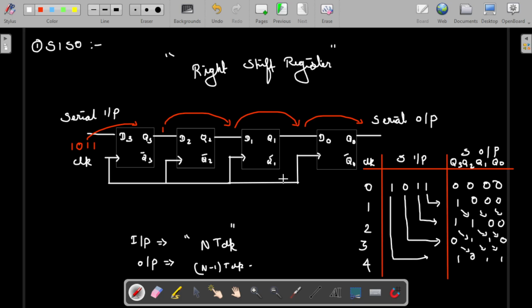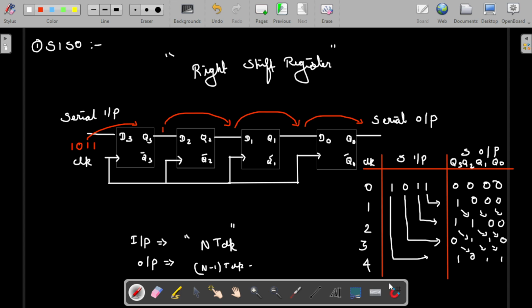Why is that? After the third clock pulse itself, like 1, 2, 3, we will be able to see the data outside. So let me redo it again. The thing is that n clock pulses will be taken for us to get the input in.